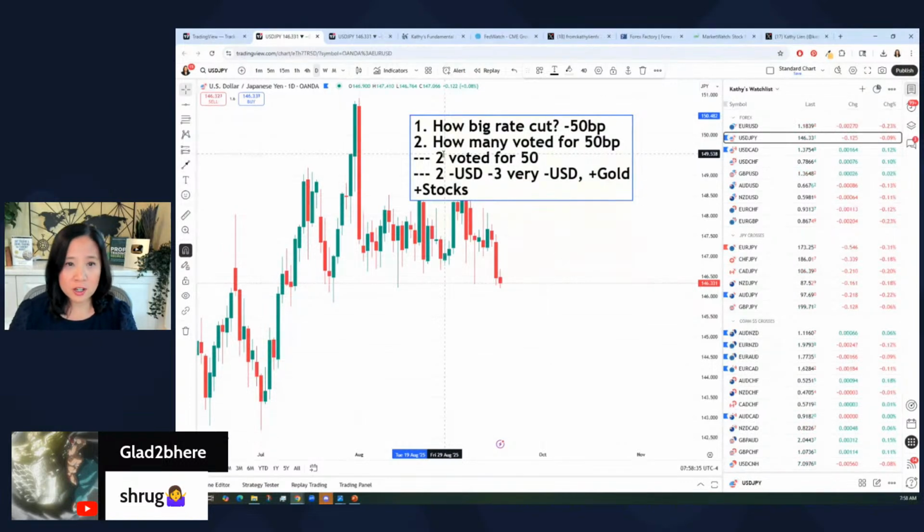We know that Lisa Cook, who is still holding onto her job, has made progress in her lawsuit against Trump. I mean, come on, my friends. How many do you think she's going to vote for? 25, 0, 25, or 50? How many rate cuts do you think Lisa Cook is going to vote for?